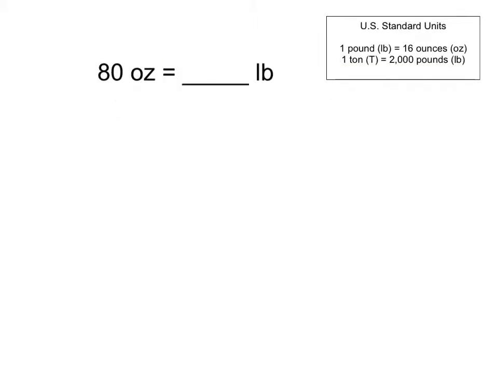80 ounces equals some number of pounds. Well, I need to think to myself, which is a larger unit in comparison, ounces or pounds? In this case, ounces is the smaller unit and pounds is the larger unit because ounces make up pounds. So when I go from a smaller unit to a larger unit, I'll need to divide. I have to divide by 16 because that's how many ounces are in a pound. So I'm going to set up my division over here. I'm going to do 16 into 80.